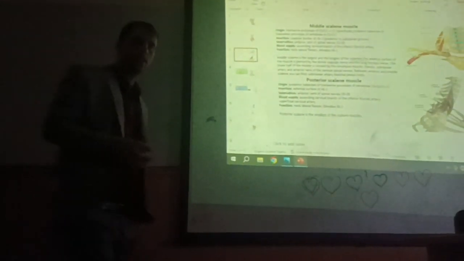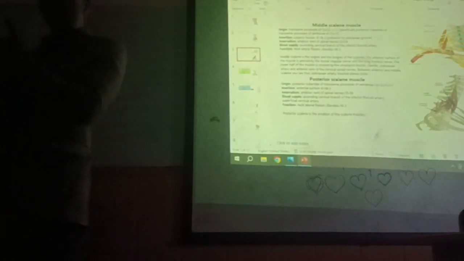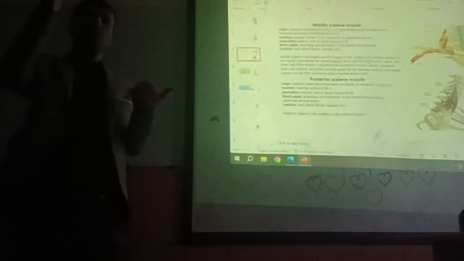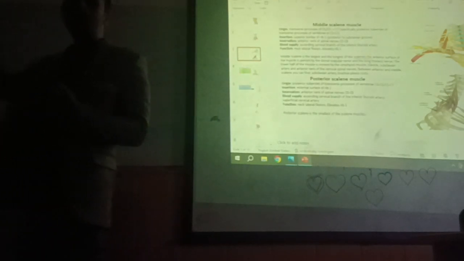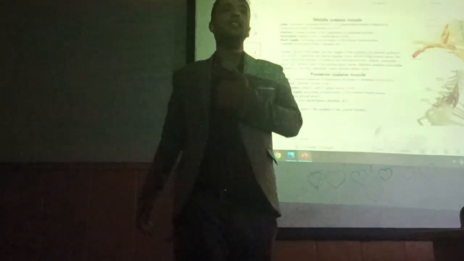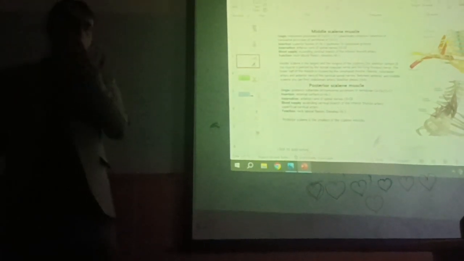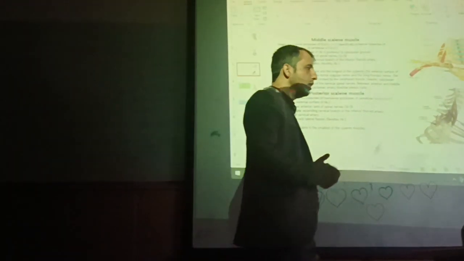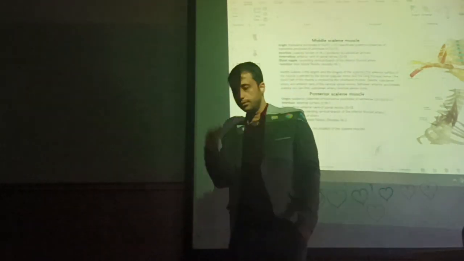The posterior scalenus muscle is a small muscle which originates from C4 to C6. I said to remember 36 and 46. It originates from the C4 to C6 transverse processes of the cervical vertebrae, and its insertion is the lateral side of the second rib. This is the insertion of the posterior scalenus muscle.